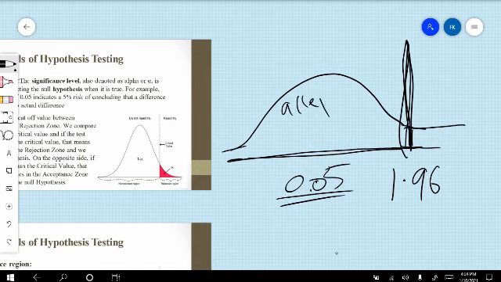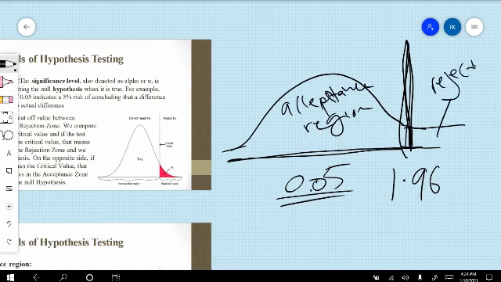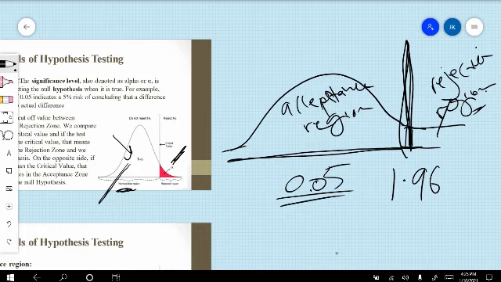So this critical value will separate between the acceptance area, this is called the acceptance region, and this will be the rejection region. Here, this is the rejection region, and this is the acceptance region or non-rejection region.